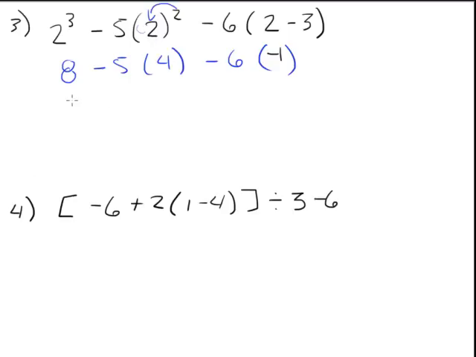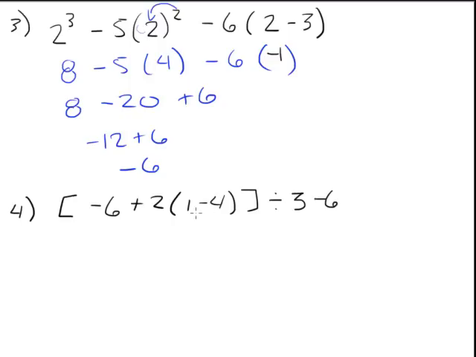Now let's do our multiplication. So I'm going to leave this 8 alone. Negative 5 times 4, that's going to give me negative 20. Negative 6 times negative 1, that's going to give me positive 6. Then 8 minus 20, that's going to give me negative 12. Add 6. Negative 12 plus 6 is just going to give me negative 6.